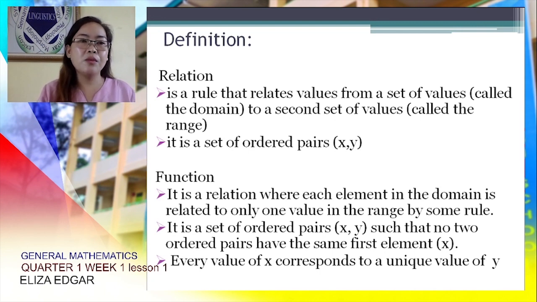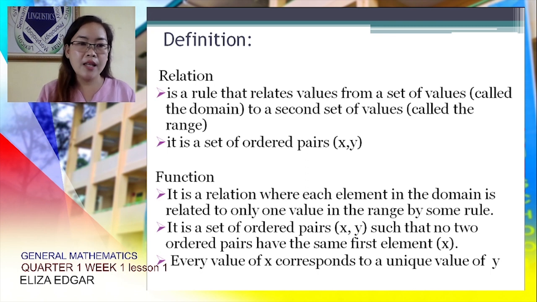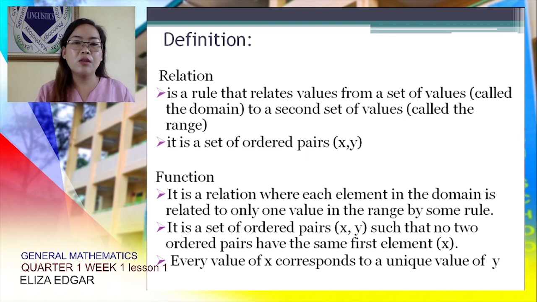Definition. A relation is a rule that relates values from a set of values, called the domain, to a second set of values, called the range. It is a set of ordered pairs x and y. A function is a special type of relation where each element in the domain is related to only one value in the range by some rule.